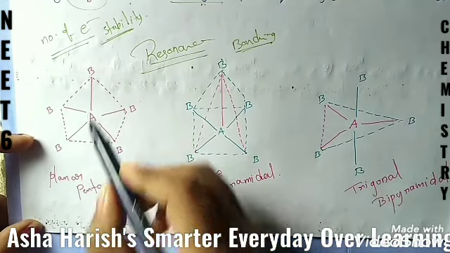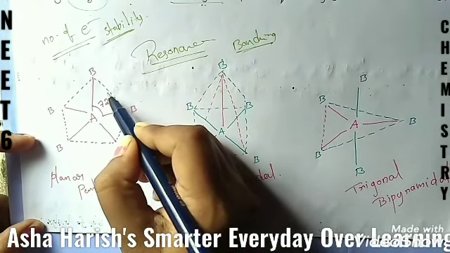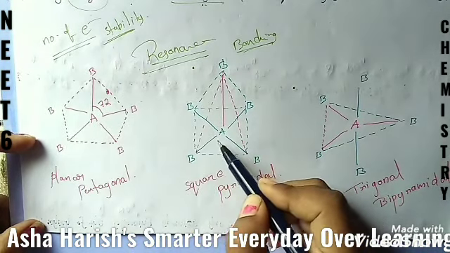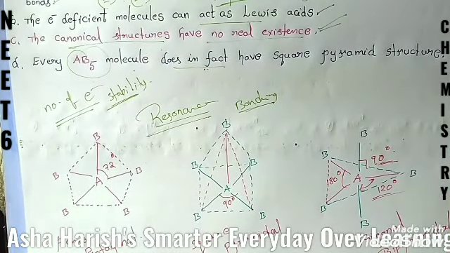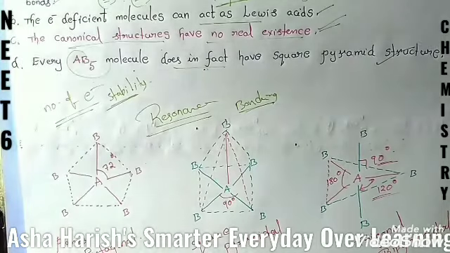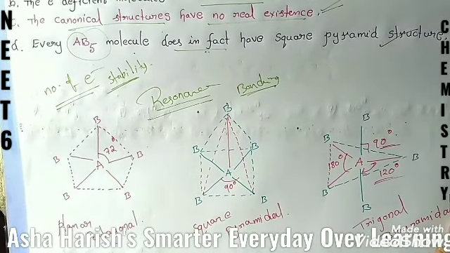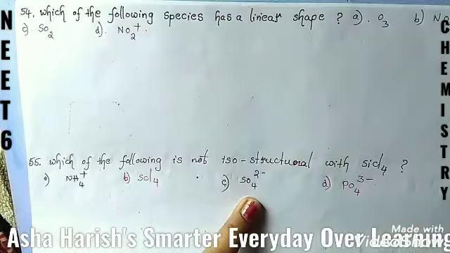Let's see, students, for this first one, if you see the bond angle 72 degrees, and here see the bond angle that is 90 degrees for square pyramidal. Here, students, that is 180 degrees, and in between these two 120 degrees, and here same 90 degrees. Okay, and now for the correct option, every AB5 molecule does in fact have square pyramid structure, then option D is the correct answer. This is the explanation of this question. Let's go for next one.